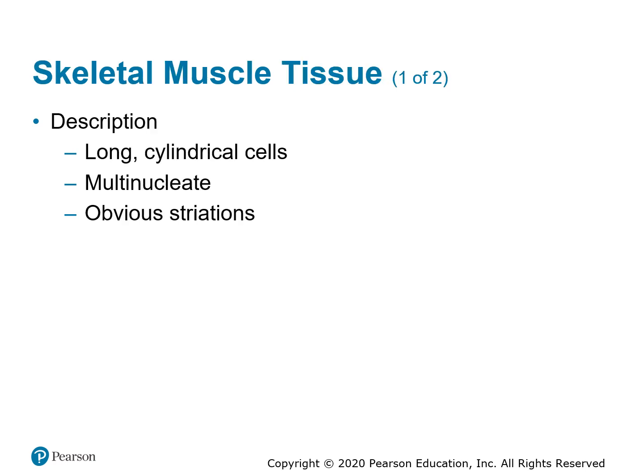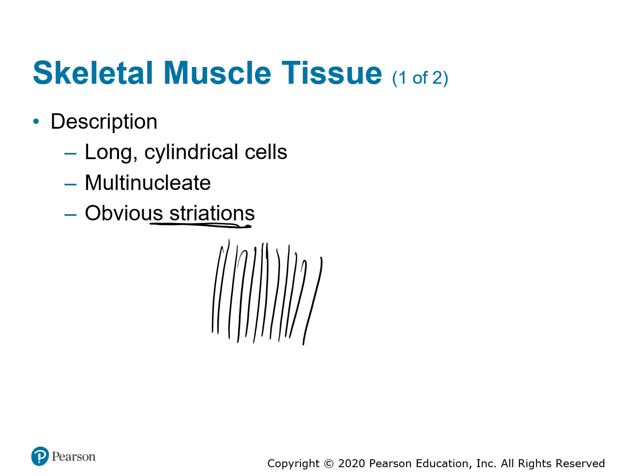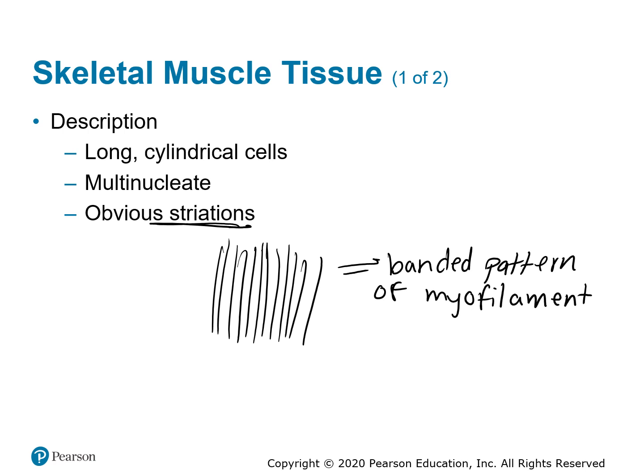Okay, so we know because we have seen these under the microscope in lab that our skeletal muscle at least has some very distinct features to it. One, it has these things we call striations. Striations are those lines that you see throughout that muscle tissue. They are banded patterns of myofilament arrangements. They are very, very organized.